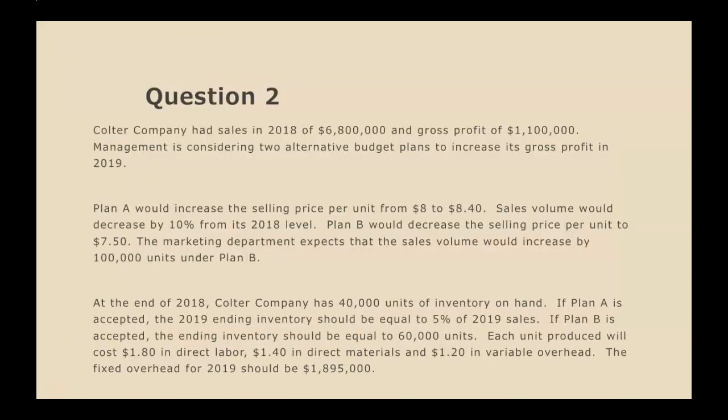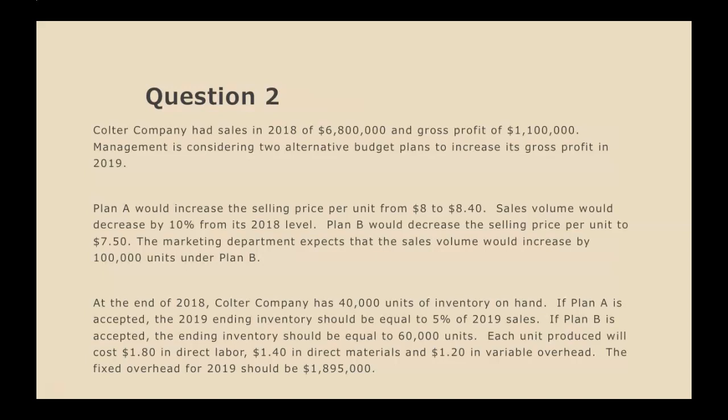Now, question number 2. This is a bit of a long question here. So what we're dealing with here are budgets. Right? So we're told that Coulter Company had sales in 2018 of $6.8 million and a gross profit of $1.1 million. Management is considering 2 alternative budget plans to increase its gross profit in 2019. Right? So they took a look at 2018's numbers and they said, okay, we want to make our gross profit even bigger the following year.